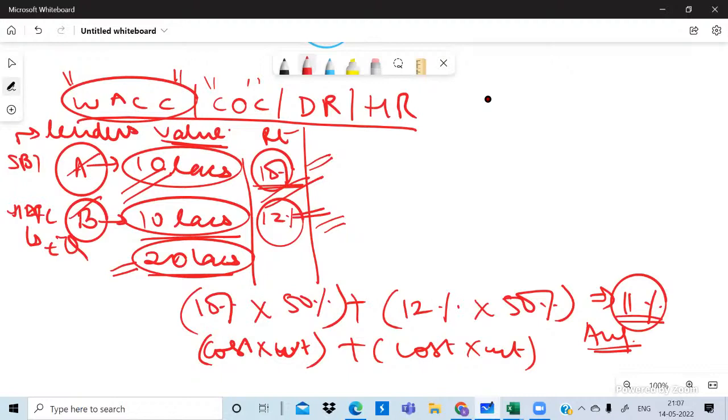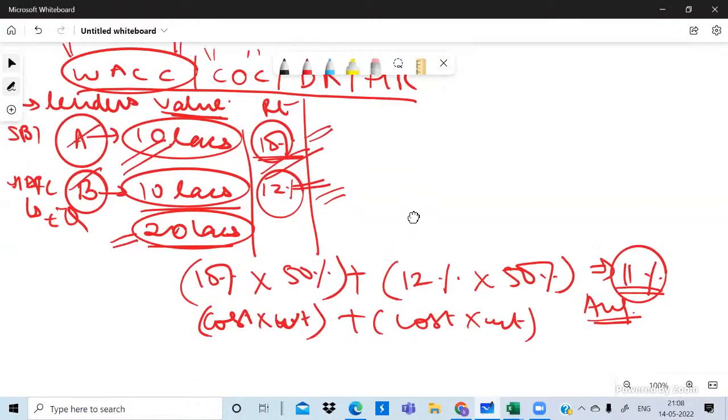These sources could be equity, it could be debt, it could be preference shares, whatever it is. Any doubt with this before we look at how you calculate cost of equity, cost of debt, and cost of preference? Any questions on this? Anyone?